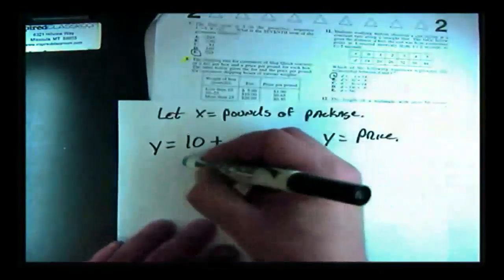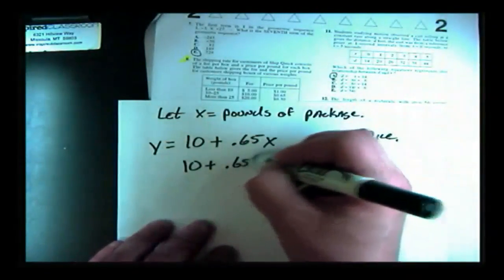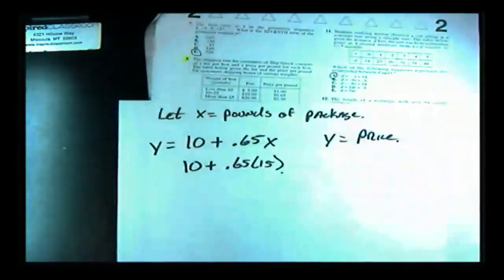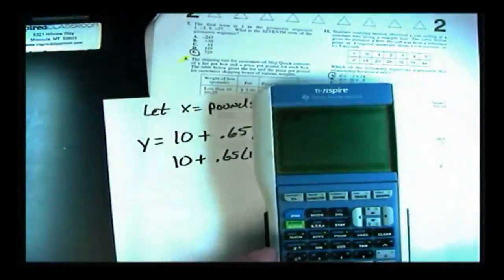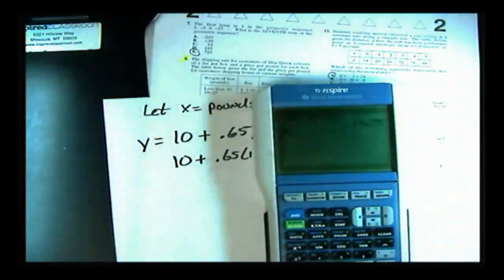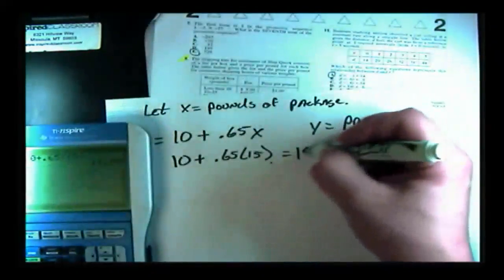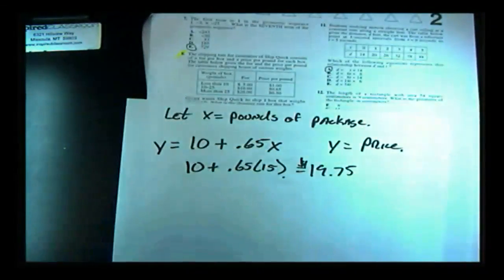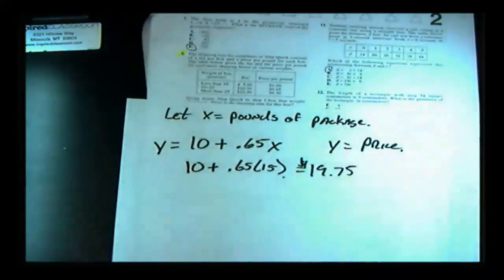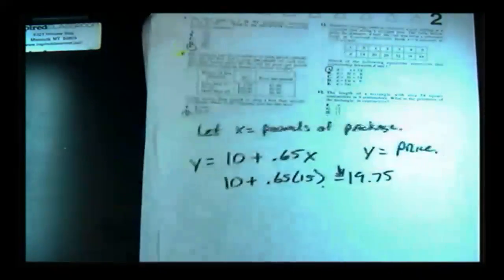Now I can solve this equation, 10 plus 0.65x, plug in 15 for x. Type this into my calculator, 10 plus 0.65 times 15. Hit enter, and whabamo, there it is. 19.75. So Greg is going to be paying $19.75 to have this package delivered.